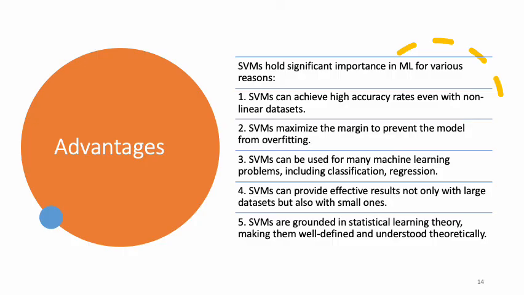They are widely applied in fields such as image recognition, bioinformatics, and text and hypertext categorization. The fourth, SVMs can provide effective results not only with large datasets but also with small ones. The fifth, SVMs are grounded in statistical learning theory, making them well-defined and understood theoretically. This makes it easier for researchers and practitioners to comprehend and apply SVMs.